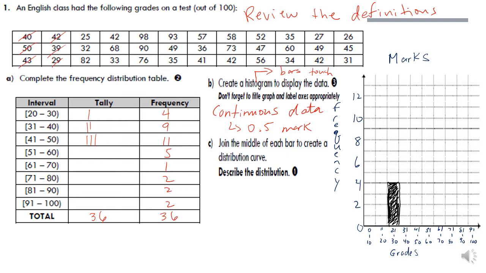And remember for your test, if it's a good idea for communication, color these bars in. And then the next one, we got 9. Remember, your bars can touch. In fact, they have to touch since it's a histogram. And you just keep going like that all the way across. The next one was 11.